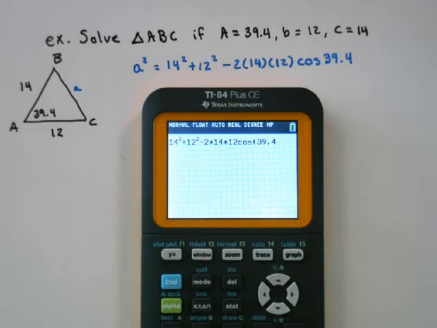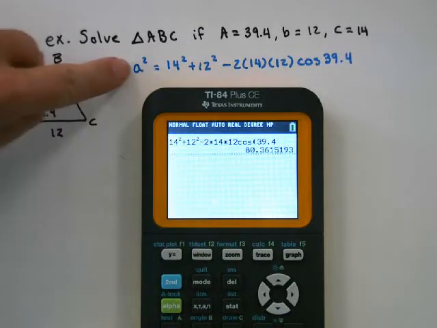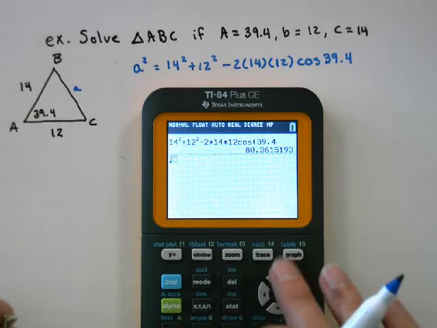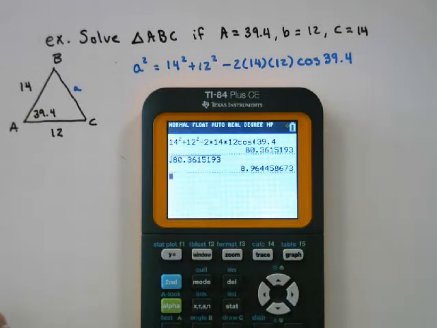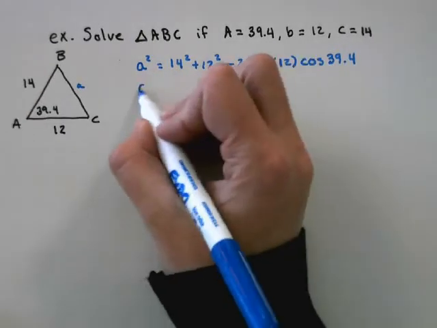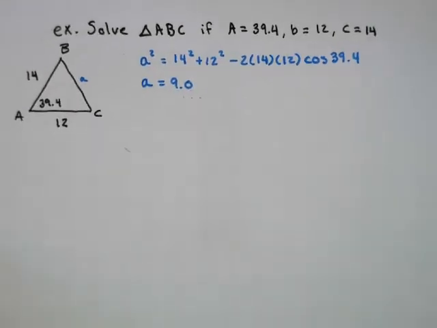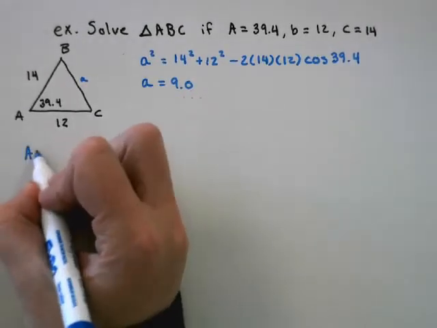So we type it all in as we see it, hit enter, and we get 80.36. So we're saying we have the side 14, 12, and 80? Nope. That's what A squared is, so we're going to take the square root of that. So our third side here, rounded to the nearest tenth, would be 9.0. So A is 9.0.